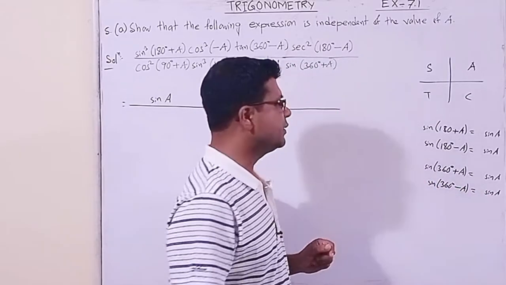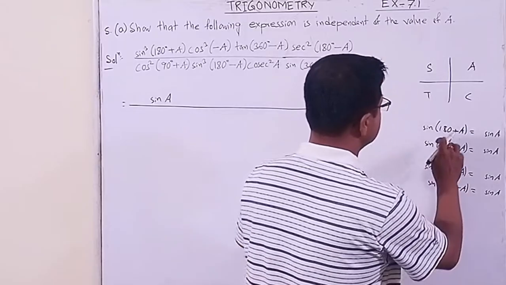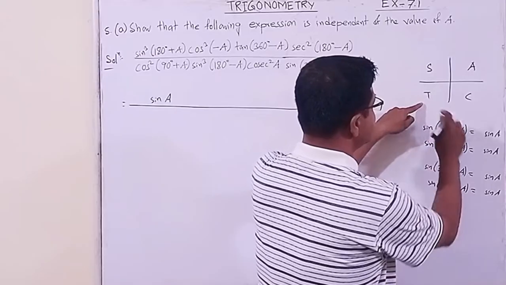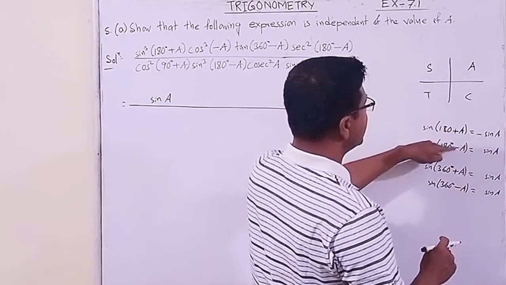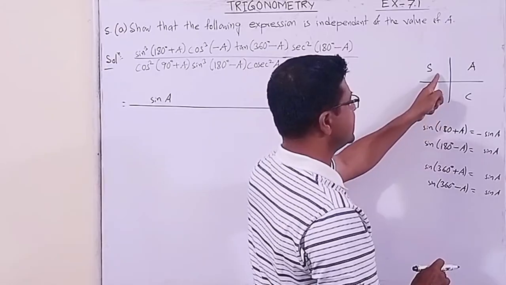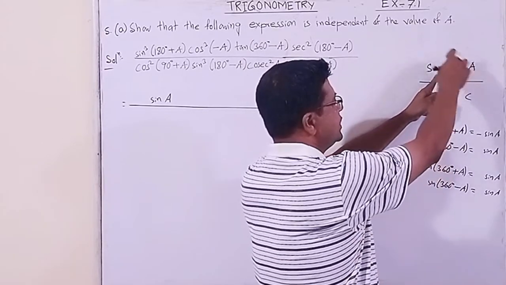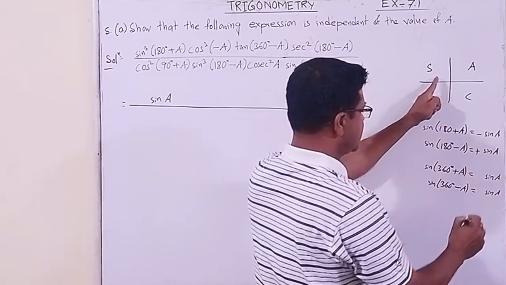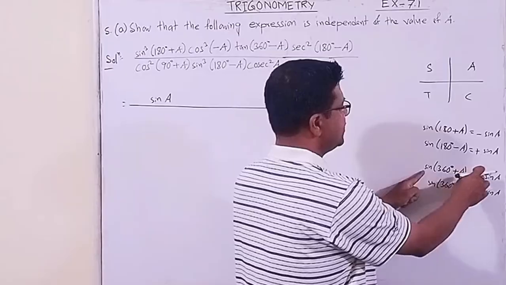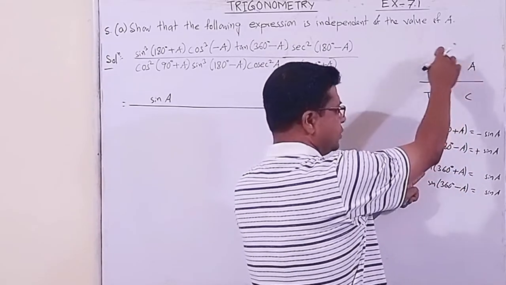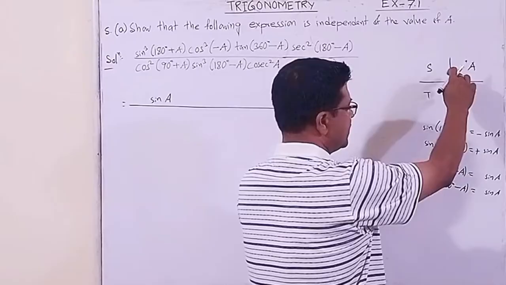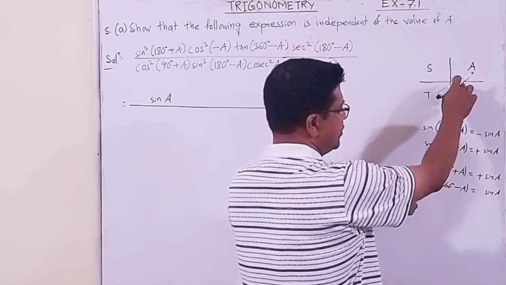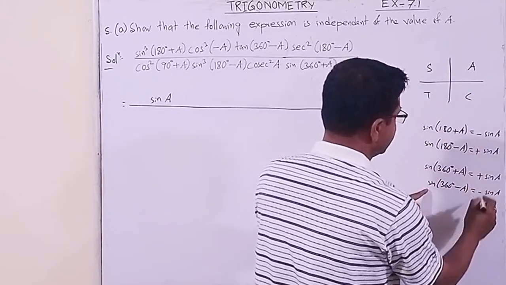But there is one more thing left about the sine, plus or minus. 180 plus a is in the third quadrant. In the third quadrant sine is negative. Then 180 minus a: this is 180 minus something, that is in the second quadrant. In the second quadrant sine is positive, so this is plus. Then 360 plus a is in the first quadrant, where everything is positive. Then 360 minus a is in the fourth quadrant. In the fourth quadrant sine is negative. In this way you can find.